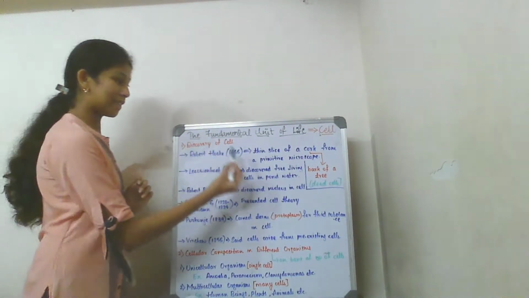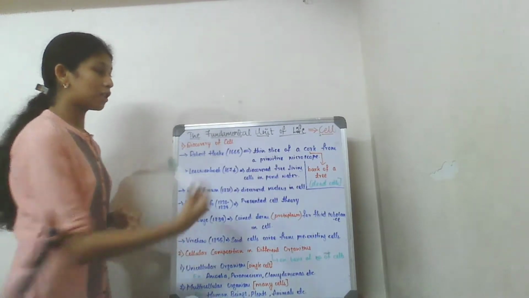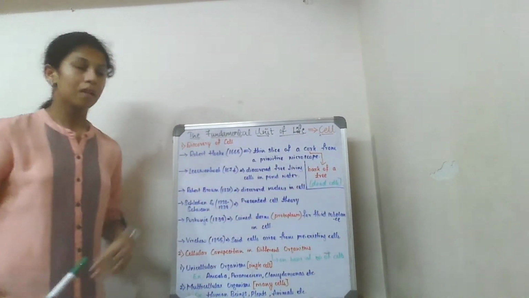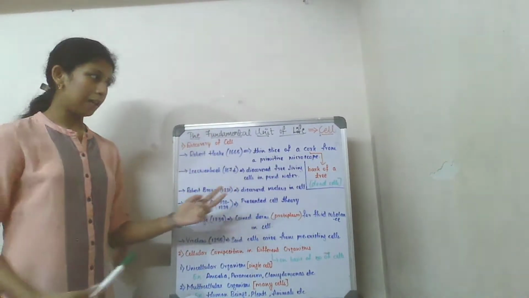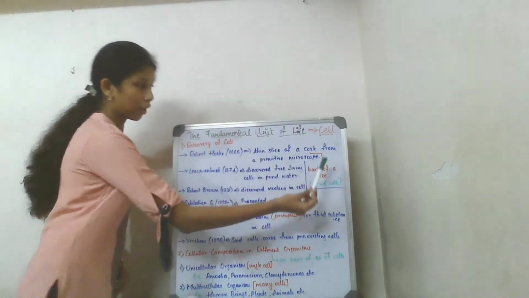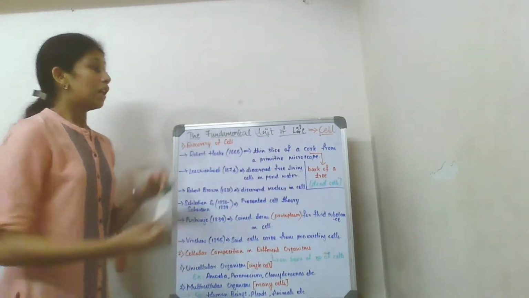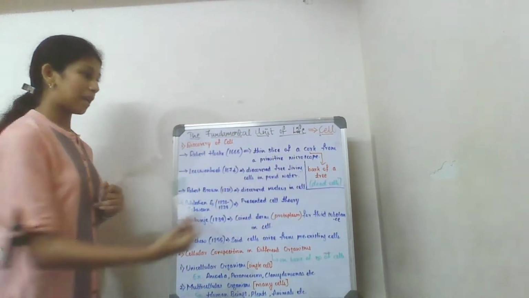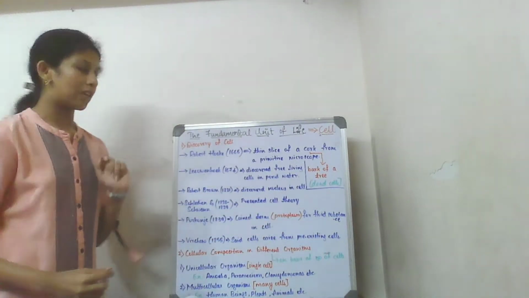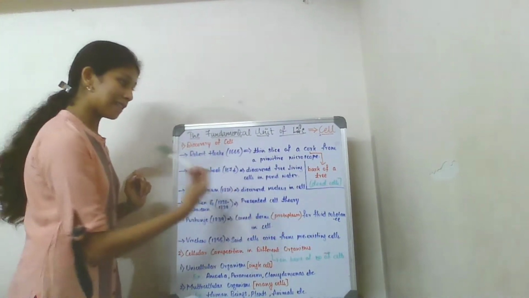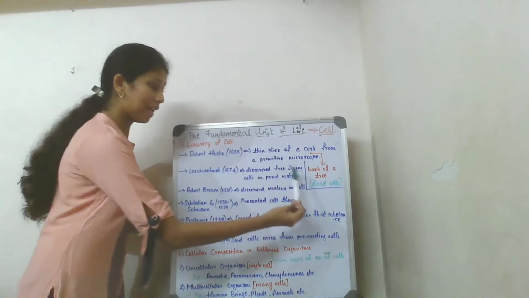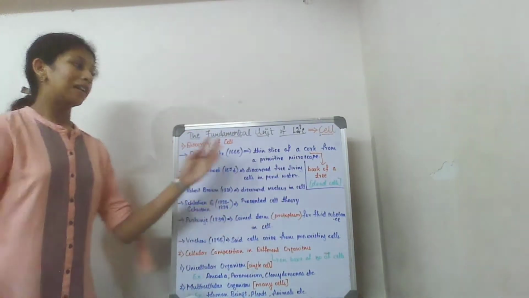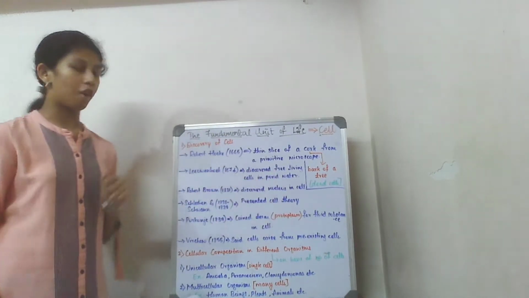Robert Hooke in 1665 discovered the cell with the help of a thin slice of cork under a primitive microscope. A cork is nothing but the bark of a tree. It is made up of dead cells; it does not have any living cells. And Leeuwenhoek in 1674 discovered free-living cells in pond water.